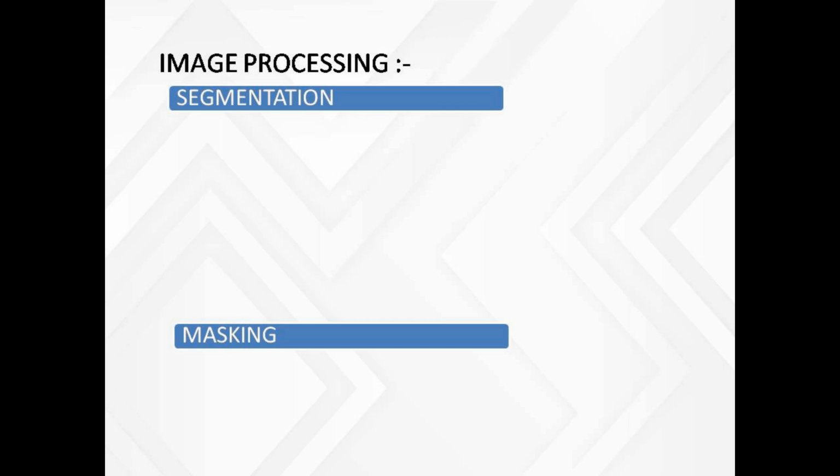invisibility. So for doing that, as you can see on my screen, that small kid got invisible behind that cloak. Basically it is a blue color cloak, and I have used two techniques to achieve this invisibility. One is segmentation and another is masking.